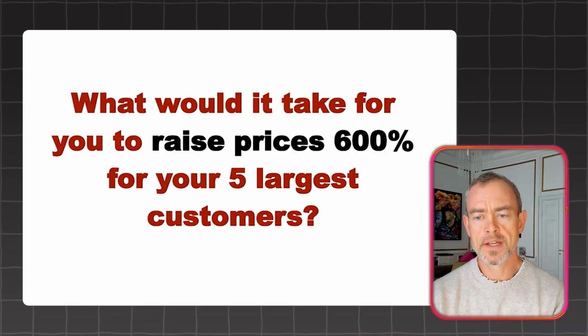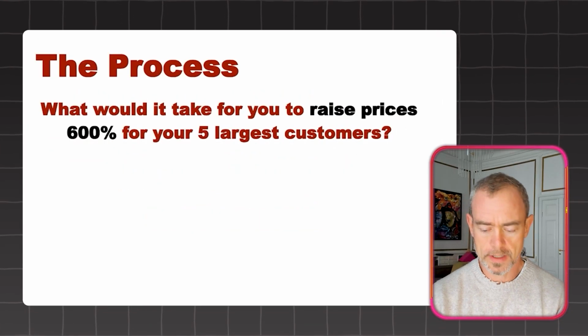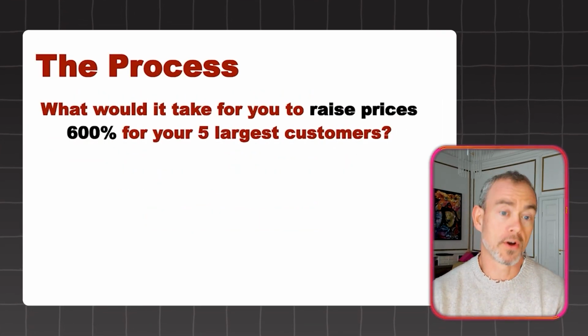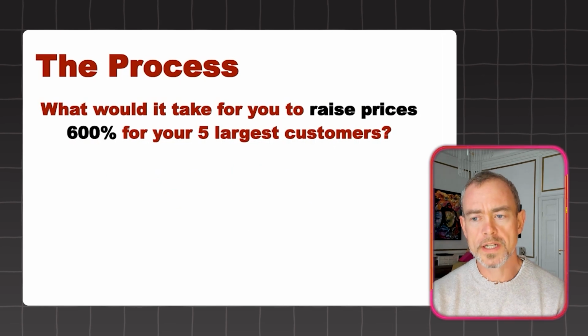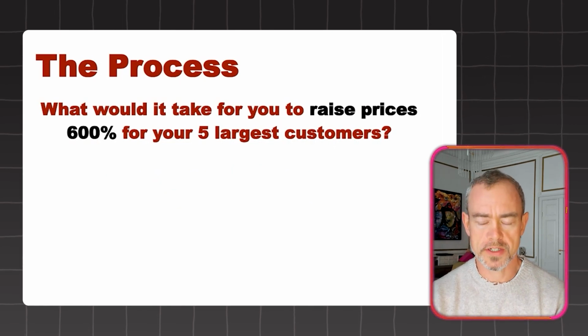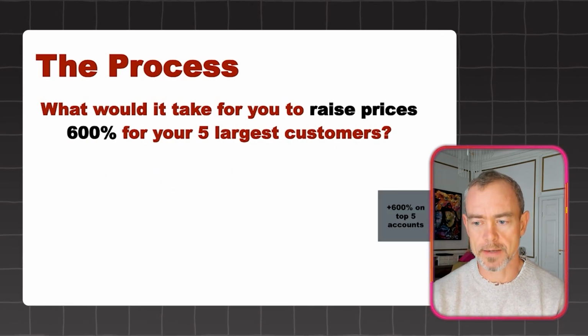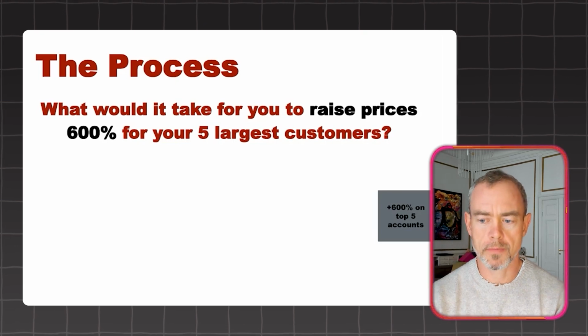And so I'll show you the reverse format of this. Imagine we have a number of customers, and 5 of them are the largest ones. What would need to happen for us to raise prices for those? So if that is the end game, 600% on the top 5 accounts.